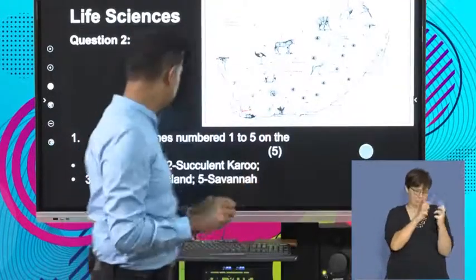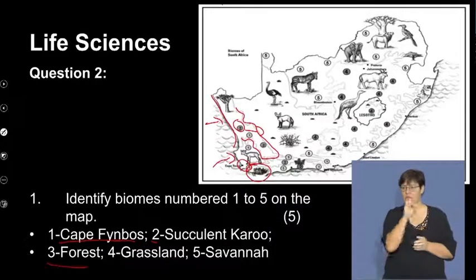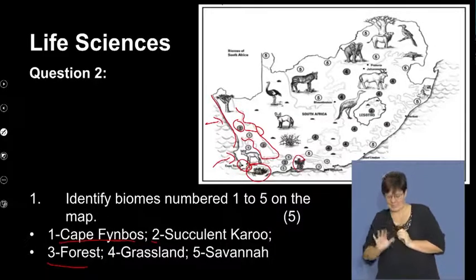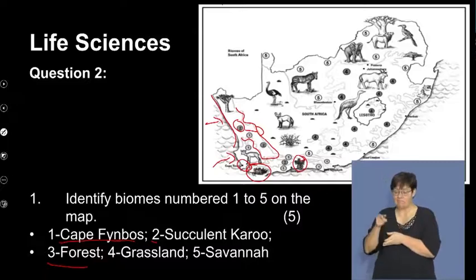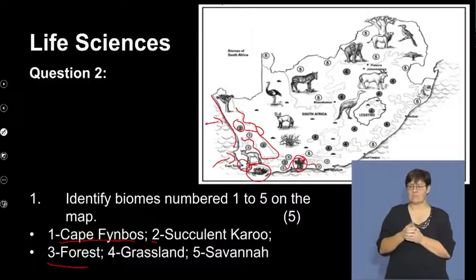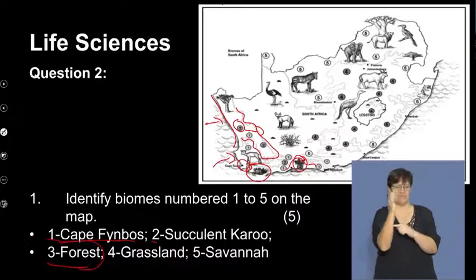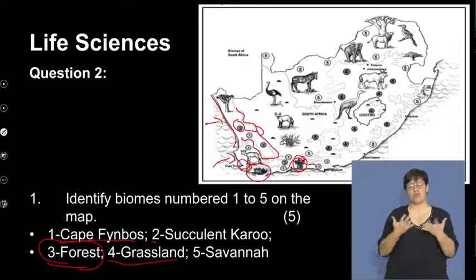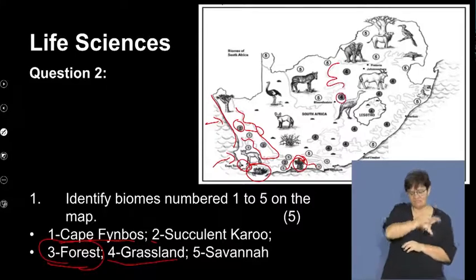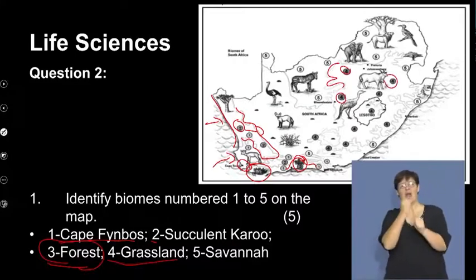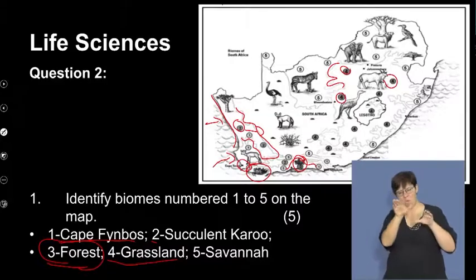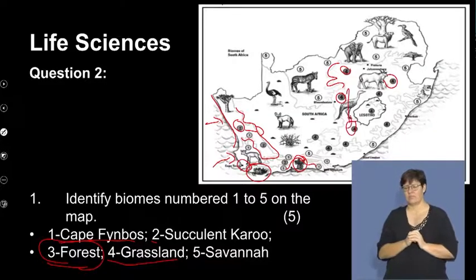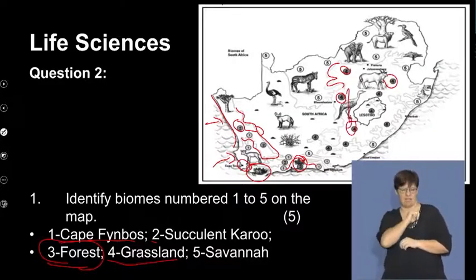Finally, if we move to area number 3, as I pointed out towards the George area, it's in the small scatterings of this area, and this is the forest biome that we referred to. The next area, number 4, was the grasslands, and these are the areas towards central Gauteng, Limpopo, coming down towards the northern KwaZulu-Natal regions. So that would be your grassland.